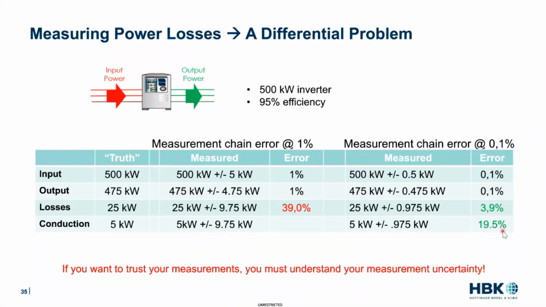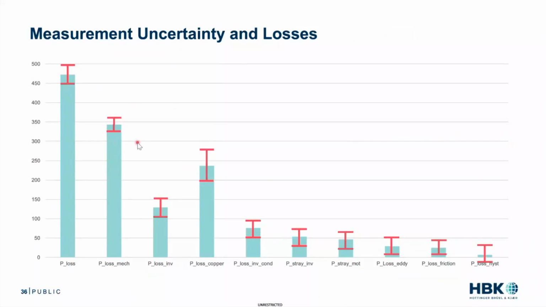So if you want to trust your measurements, you must understand your measurement uncertainty. This is really key, and this is the error of your measurement chain. Again, this is something we could talk about offline if you're interested. And I basically frame up measurement uncertainty like this: when you start looking at finer things like losses, you want to know that you have a band of confidence in that measurement, because if your confidence band is larger than your measurement, that's a useless measurement.